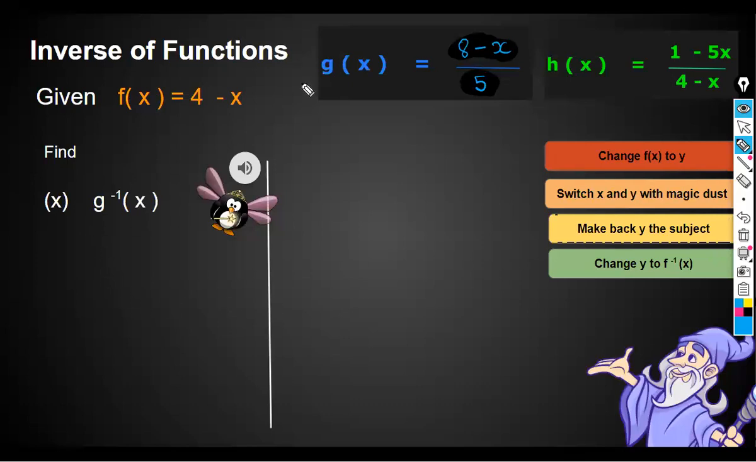So let's start off with writing back the function. So we write back what? Gx is equal to 8 minus x divided by 5. Everyone do that for me. That's always the first thing. You just write back the function the examiner gave you.